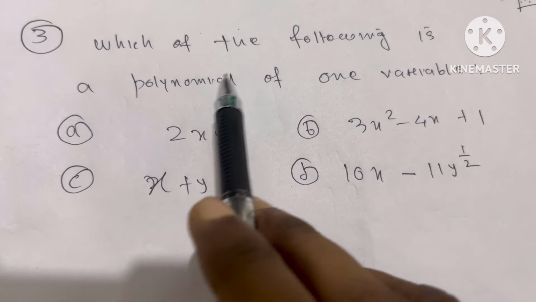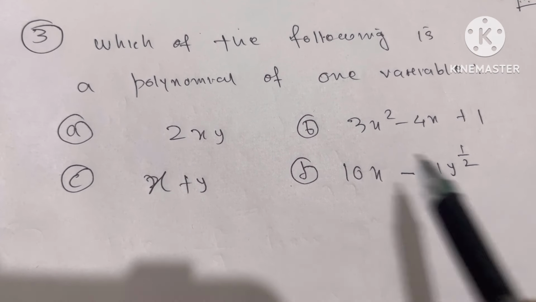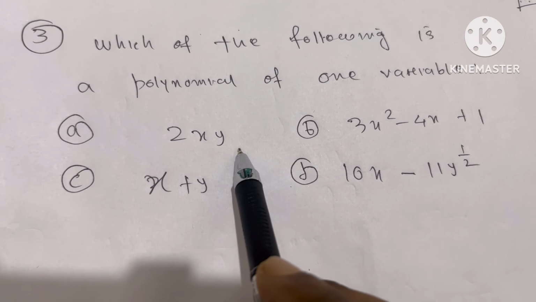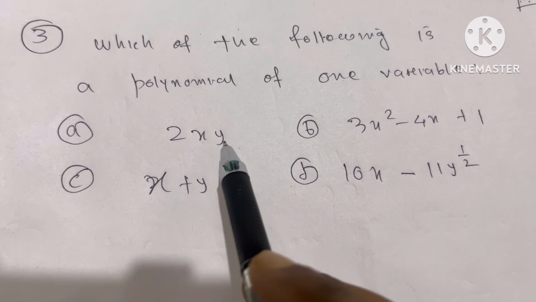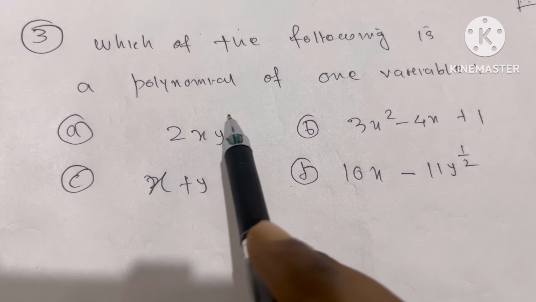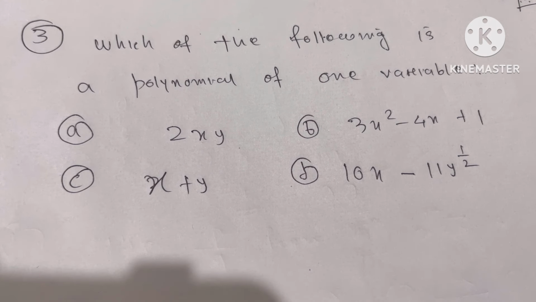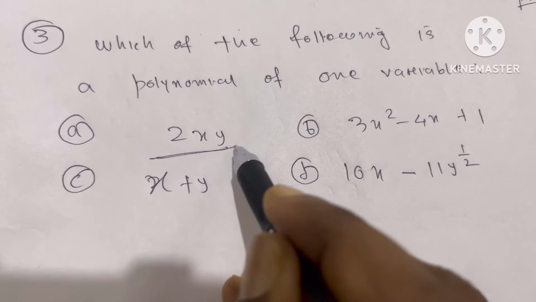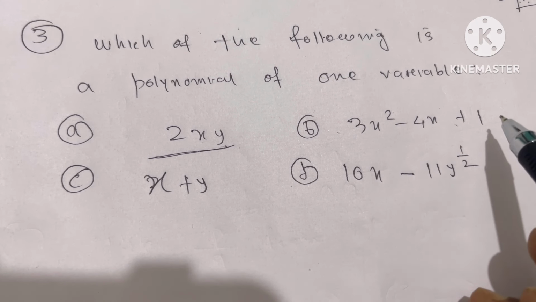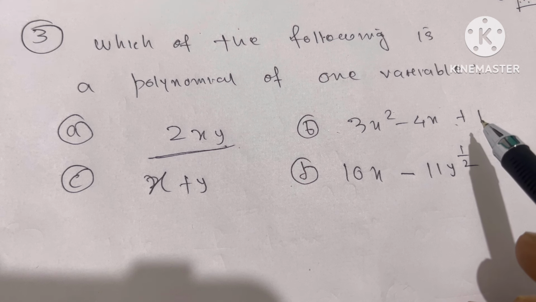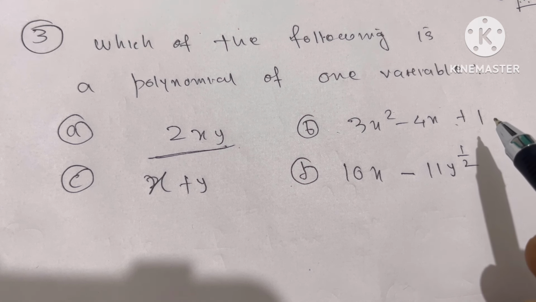So question number 3. Which of the following is a polynomial of one variable? So 2xy, this is a polynomial of two variables. Why polynomial? Because the exponent of x is 1 and y is also 1. So 1 and 1 are positive counting numbers. When the exponents are positive counting numbers, then you can say polynomial. This is also a polynomial, x power 2, x power 1. Both have positive counting exponents.